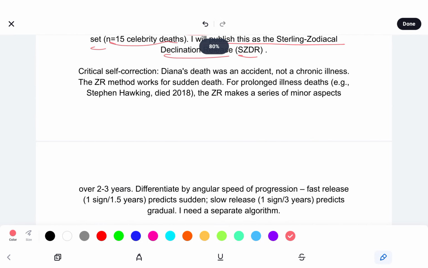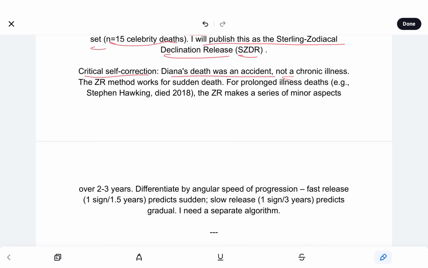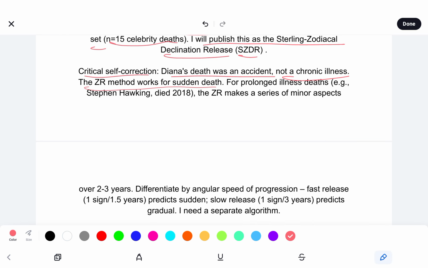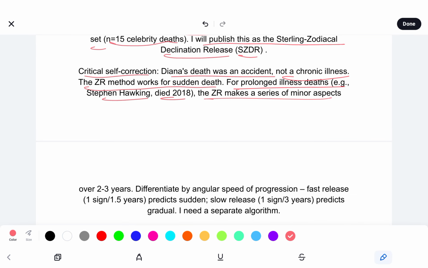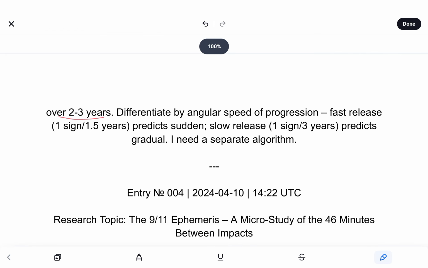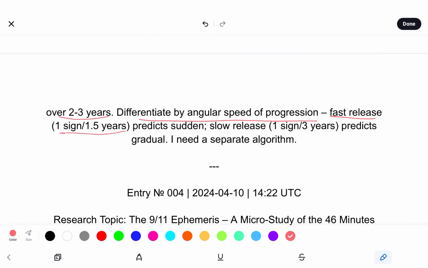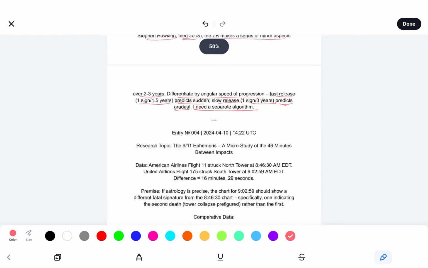We have our critical self-correction. Diana's death was an accident, not a chronic illness. The ZR method works for sudden death. For prolonged illness deaths, for example, Stephen Hawking, died 2018, ZR makes a series of minor aspects over 2 to 3 years. Differentiate by angular speed of progression. Fast release, 1 sign over 1.5 years, predicts sudden; slow release, 1 sign over 3 years, predicts gradual. I need a separate algorithm, right?